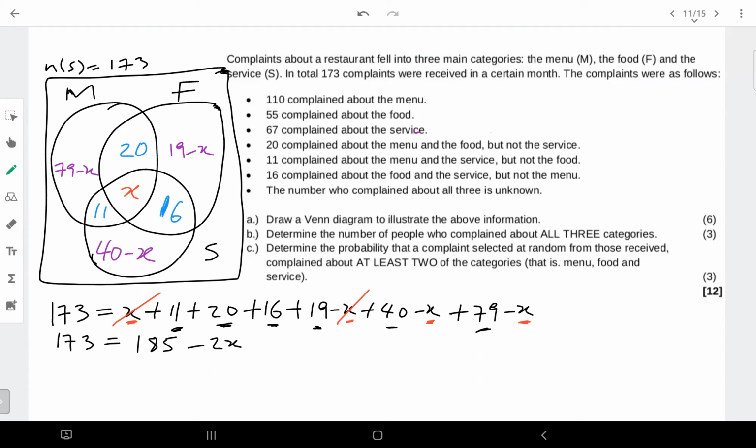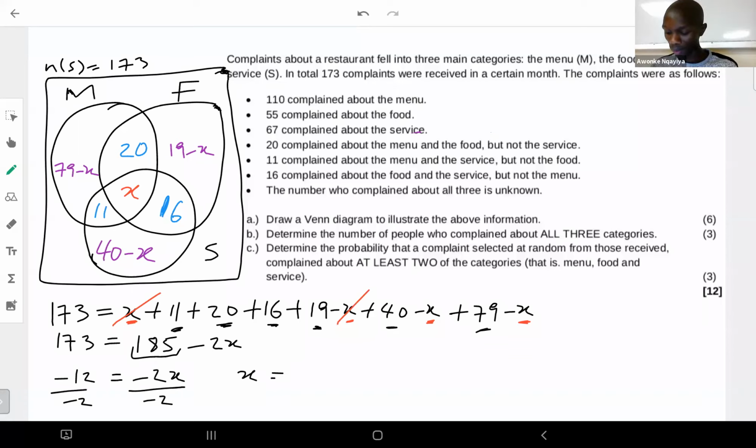And then we take that 185 to the left, and it becomes a negative. So it will be 173 minus 185, which becomes a negative 12. What do you think we should do? Divide by negative 2. What do we get as x? 6. Are we happy with everything so far? Yes, sir. This 6 is the number of people who complained about all 3 categories. This 6 is there at the center.